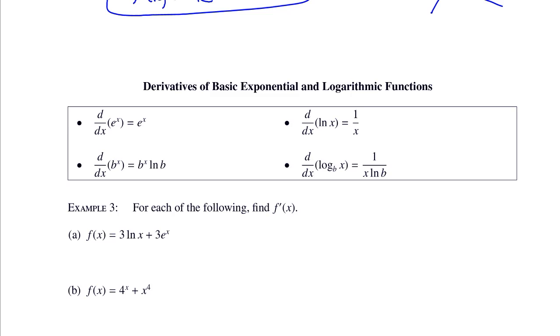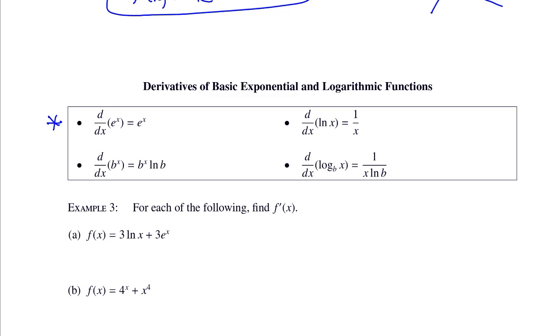Okay. Now notice that these on the top row are very specific. These are for the e. This is e to the x, and of course natural log is log in base e. The rules below always work with these special cases that can be verified.